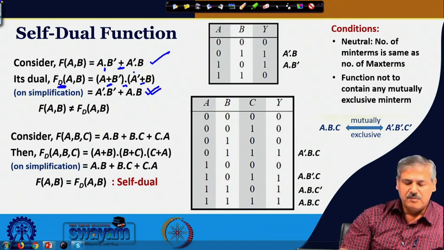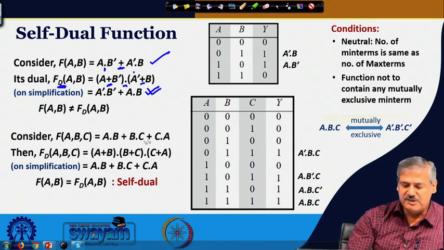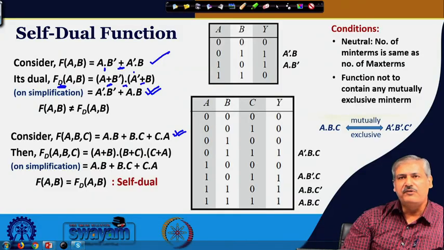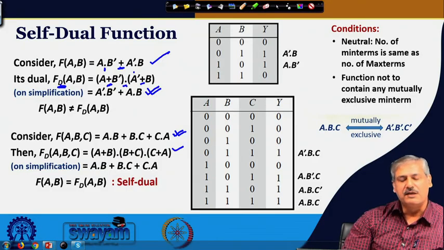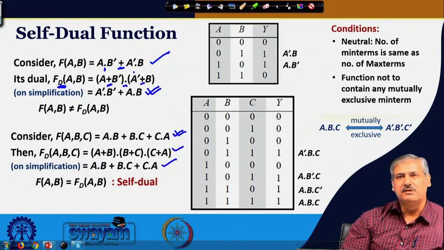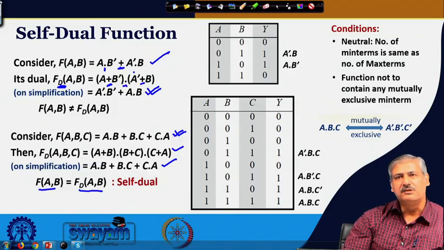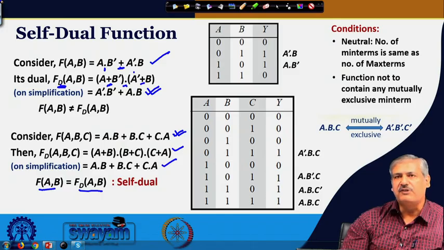But if you look at another function, say AB plus BC plus CA, and again you take its dual, that means change AND to OR and OR to AND, you get A plus B ANDed with B plus C ANDed with C plus A. If you simplify it, you get back the same function after the simplification steps. So, these functions are self dual. If you change the AND and OR, there is no difference for such functions.